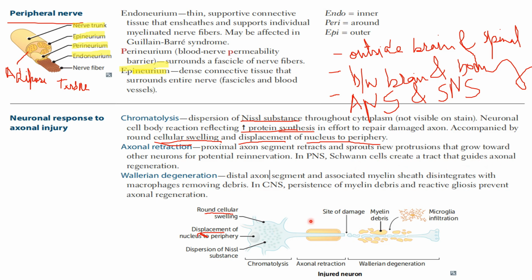So there's going to be a track. You can see the Schwann cells. They're going to guide the track where it needs to be regenerated.